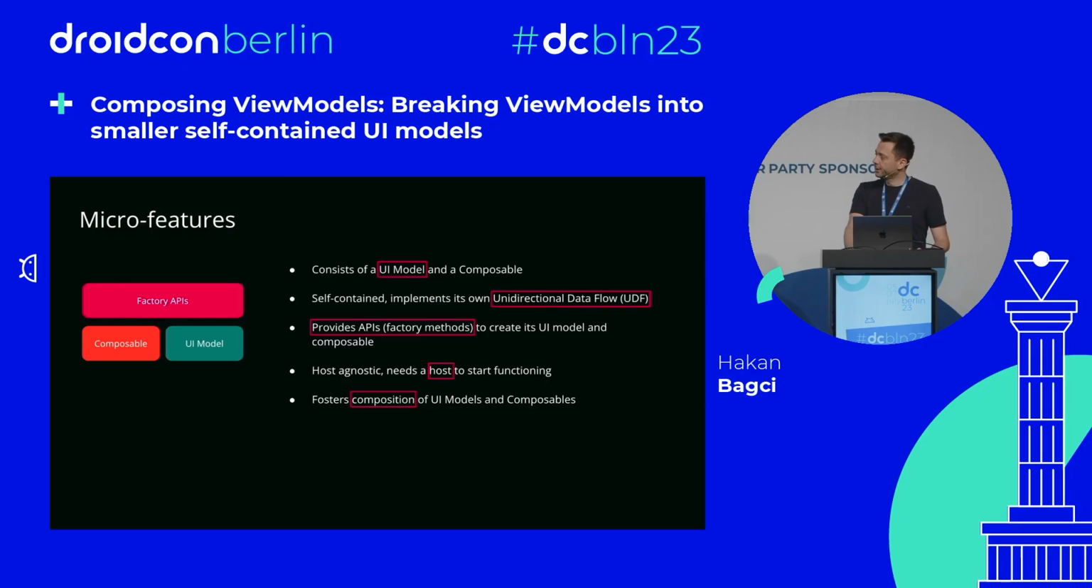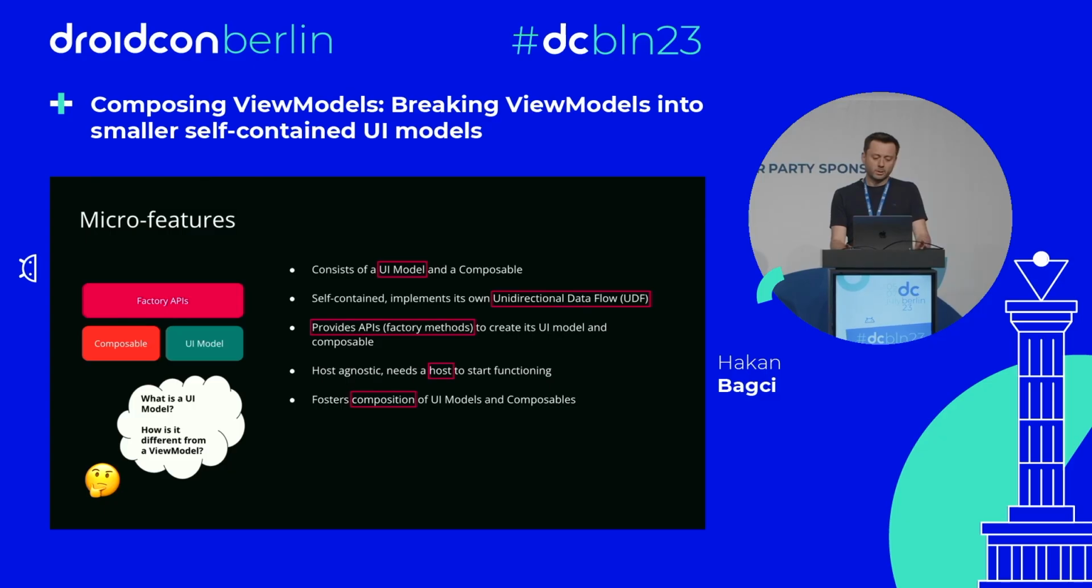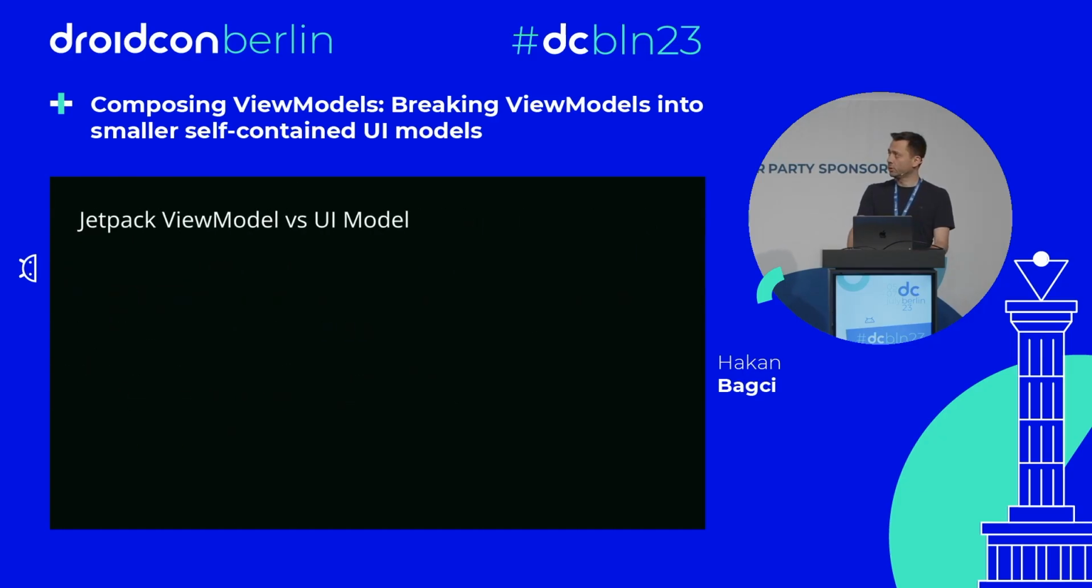So here is another question. Before diving into details of these keywords, maybe you are wondering something. We saw this UI model keyword in the first slide. Now it's the second time we are mentioning UI model. So what's a UI model and how is it different from a Jetpack ViewModel? Let's first try to answer this question. The ViewModel keyword is already reserved by the Jetpack ViewModel library. So when we say ViewModel, nowadays everyone understands it as the Jetpack ViewModel, as Android developers.